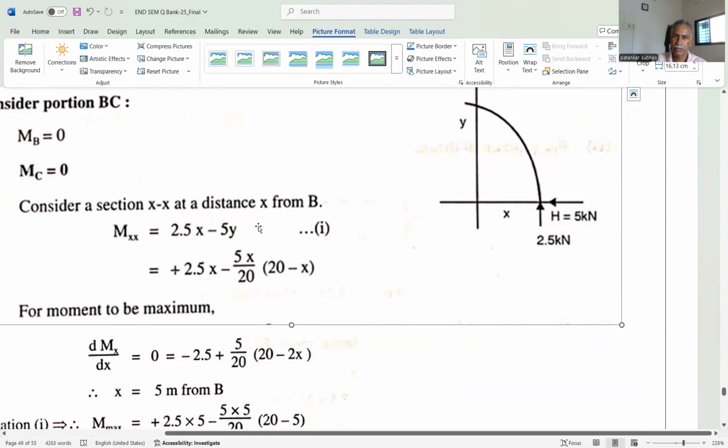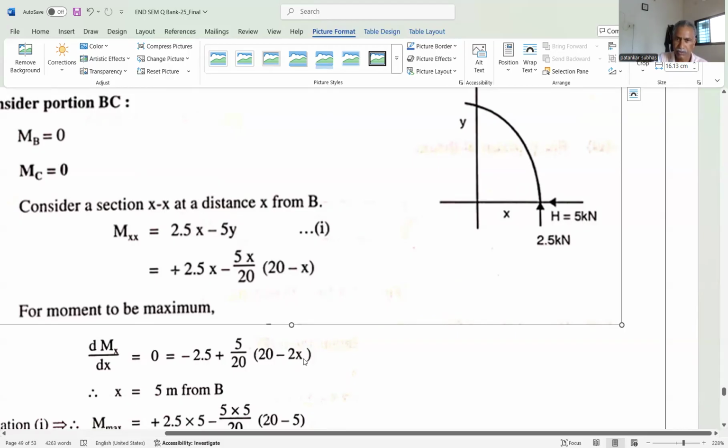And to find the maximum bending moment, we can take the derivative. So dMx by dx is equal to 0, so that we get the position where the bending moment will be maximum. So can I say 2.5, the derivative of x is 1, that's why 2.5, minus 5 into the derivative of y. Y we can put as the equation of the parabola, and therefore we get 5 into 20x divided by 20. The derivative of x is 1 and the derivative of x square is 2x. So 20 minus 2x is equal to 0.